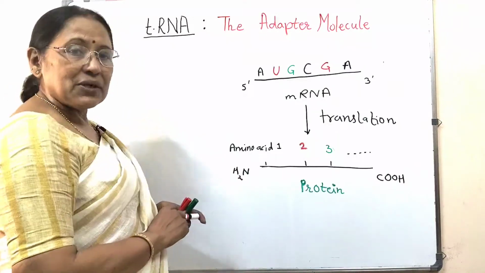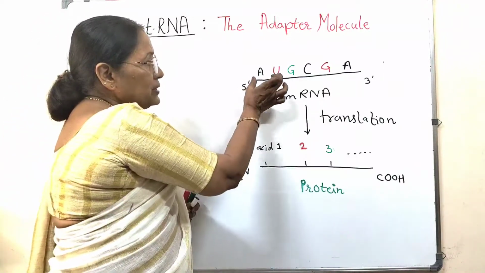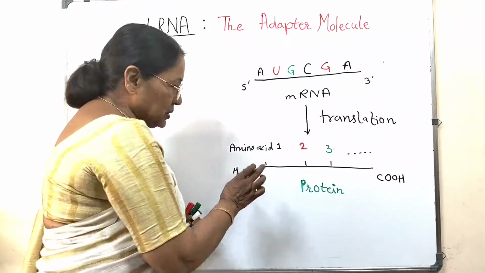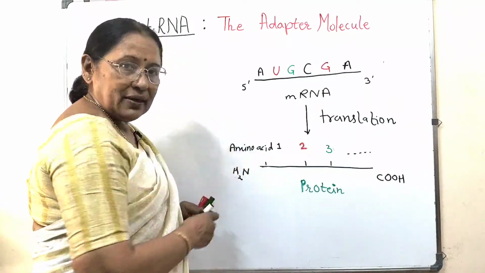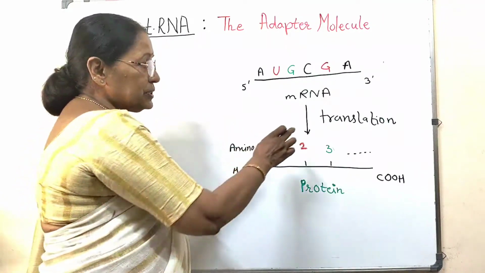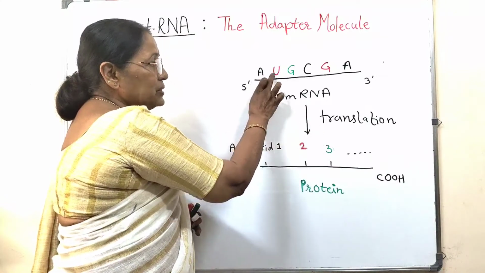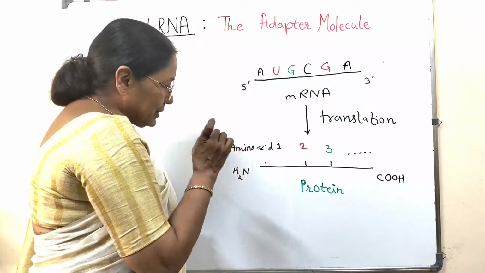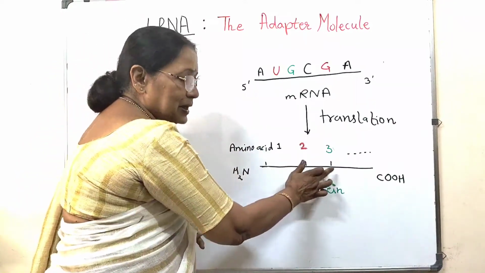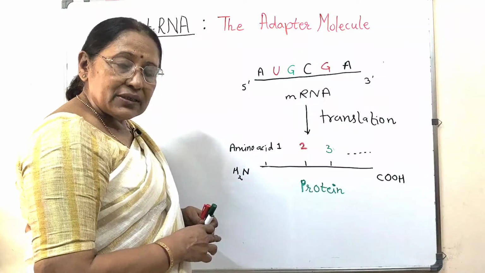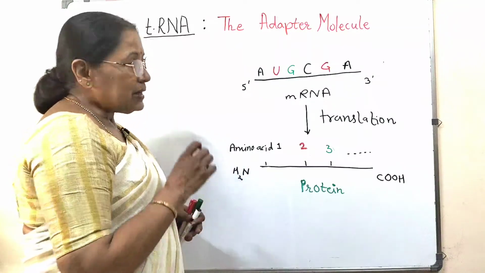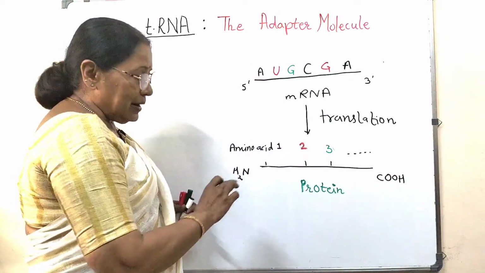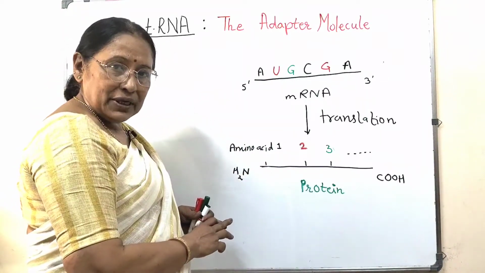Students, during the process of translation, the sequence of nitrogen bases in mRNA guides the sequence of amino acids in protein. But the question is how? There is no complementarity between these nitrogen bases in the mRNA and the amino acids in protein.